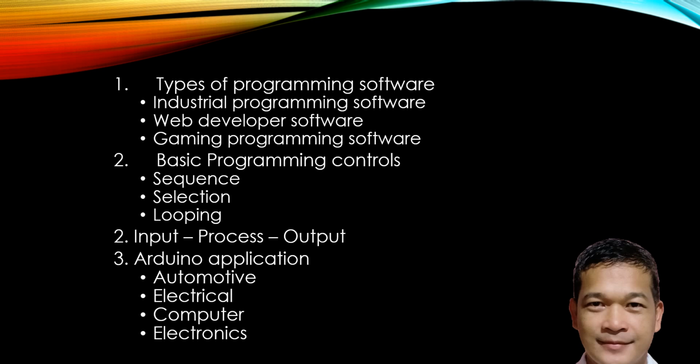And it could be the basic programming controls for our control system. First is the sequence. Then the second is selection, and the third type of programming control structure we will use is the looping. But we can combine or mix these three types of programming control structures.